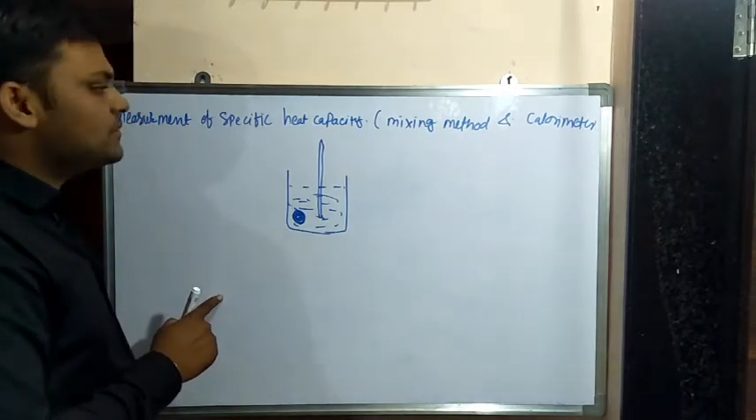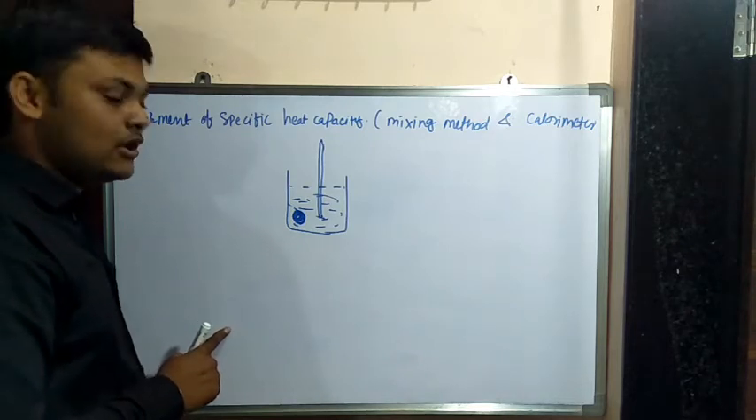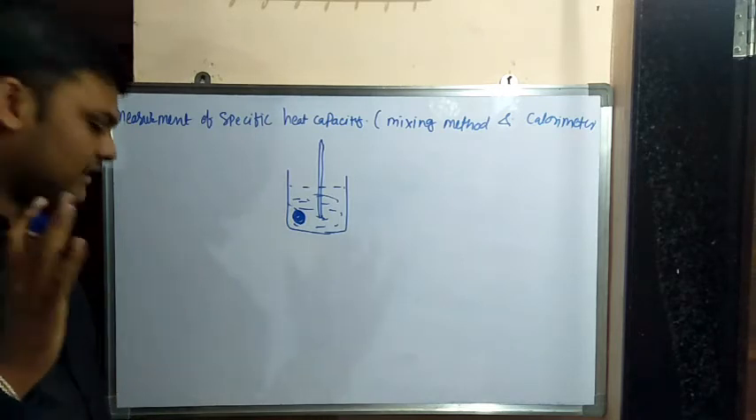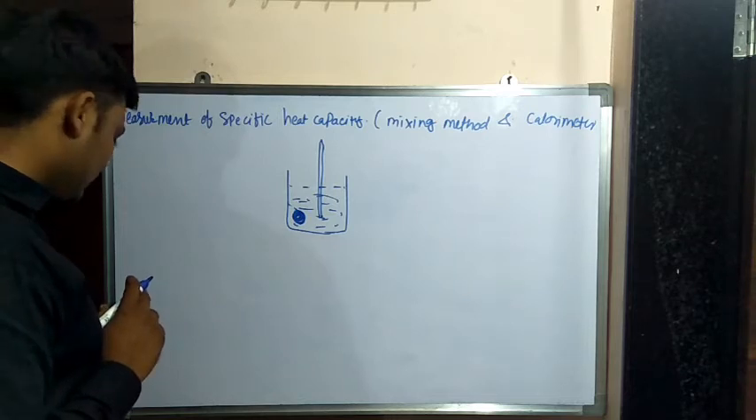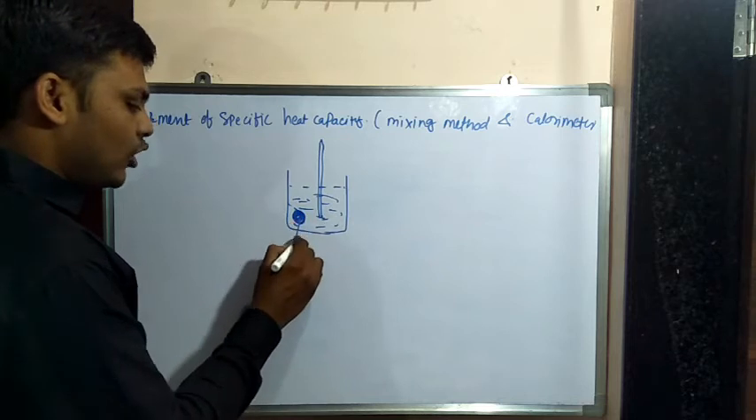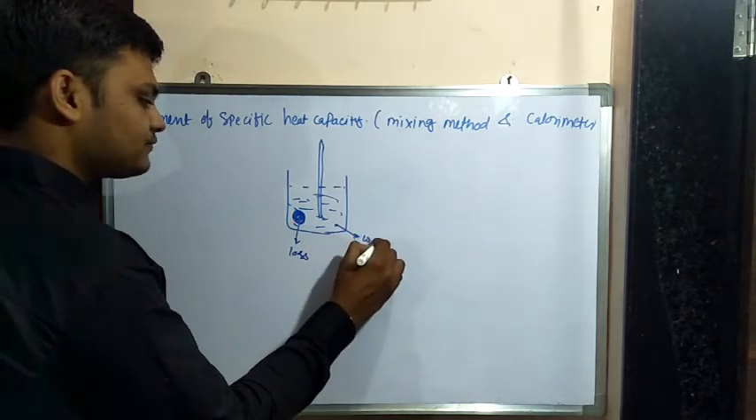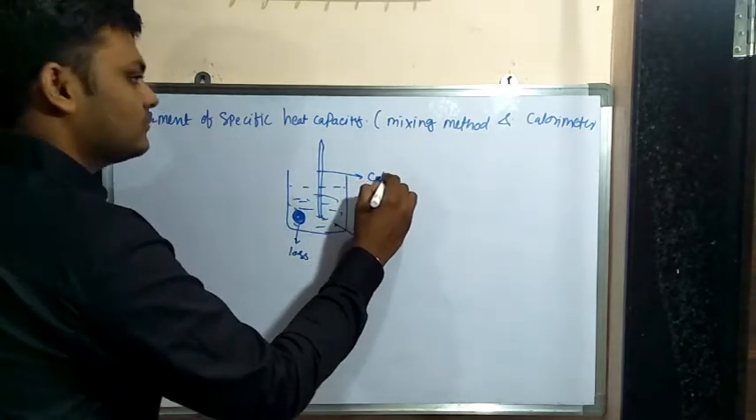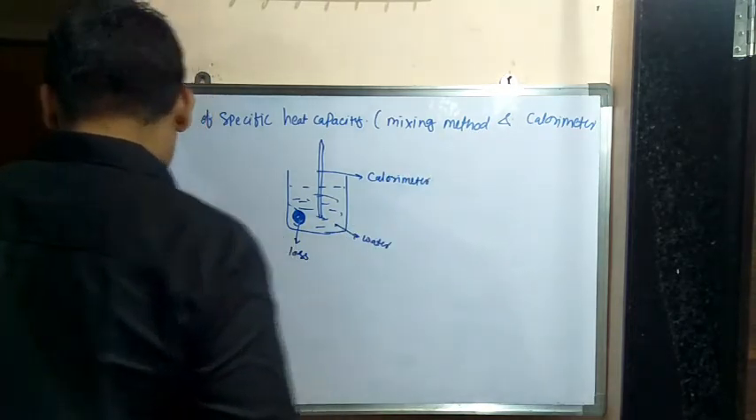Now what is meant by specific heat capacity? The capacity of a material to hold heat inside it is known as specific heat capacity. Now students, see this: whenever we start this point, we first have to know that there is a loss of heat by the ball, a gain of heat by the water, and an increase in temperature of the calorimeter.